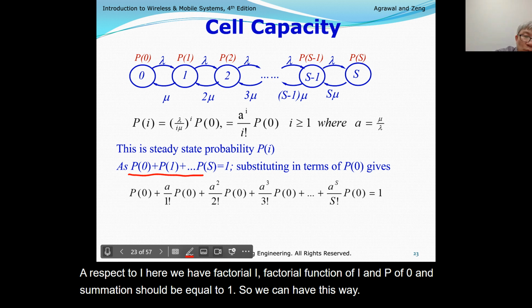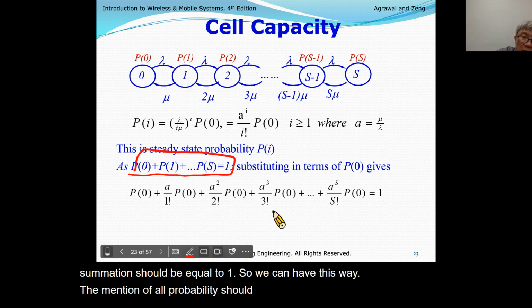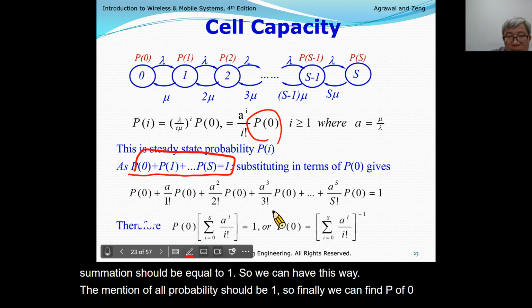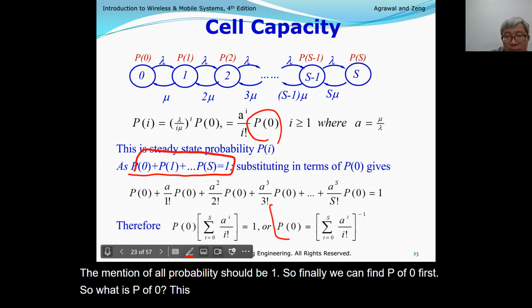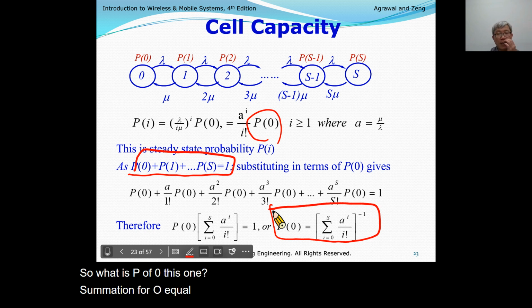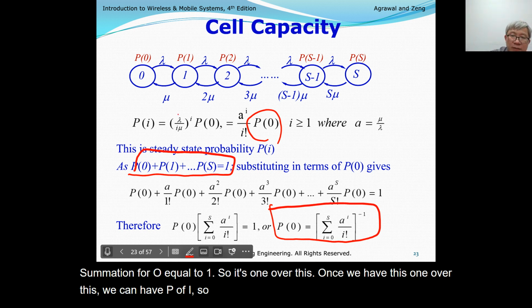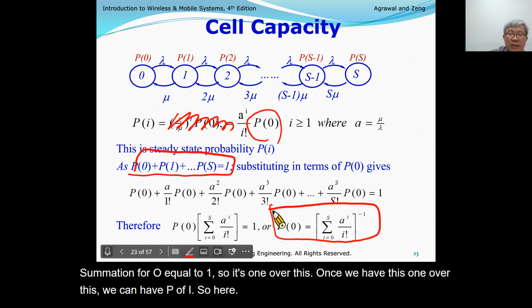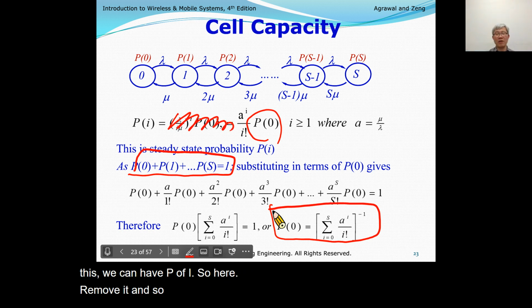Summation of all probability should be 1. So finally, we can find P of 0 first. So what is P of 0? This one. Summation for O equal to 1, so it's 1 over this. Once we have this 1 over this, we can have P of I. So here, remove it, and so that we have the formula.